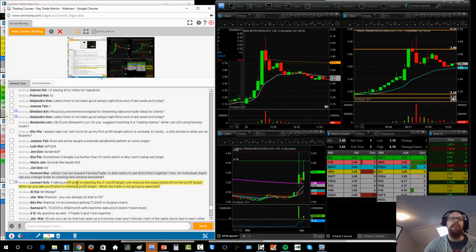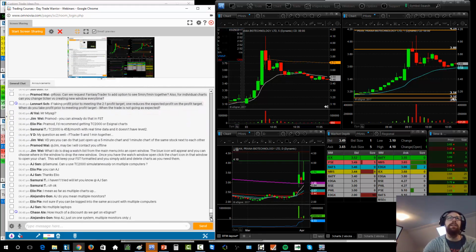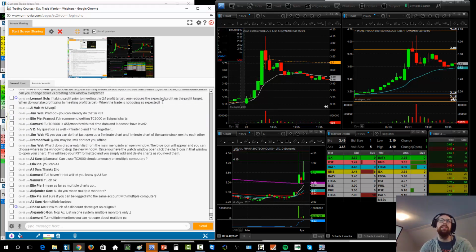If you're taking profit prior to meeting the 2-to-1 profit loss ratio, that reduces the expected profit on the profit target, and that's true. Sometimes that happens because you see an exit indicator that forces you out of the trade. If that's the case, then you've got to sell, even if you only get a 1-to-1 profit to loss ratio. Hopefully, though, your average on hundreds of trades is high enough that it makes up for some of the losers, because you, of course, have some of the winners that are much better, and so on.